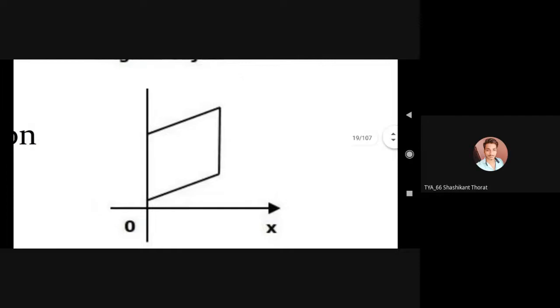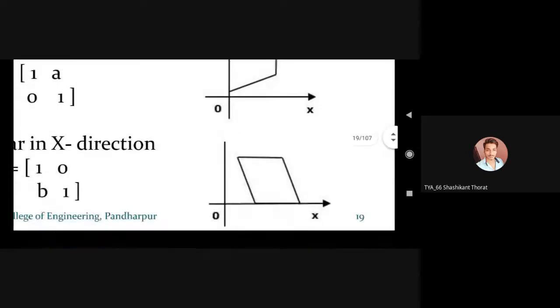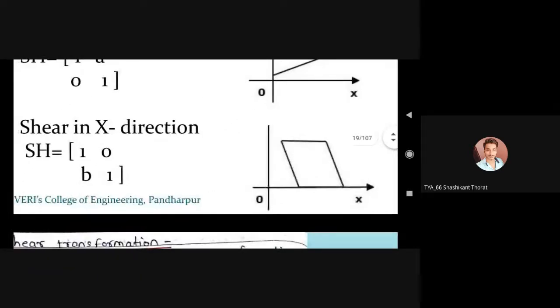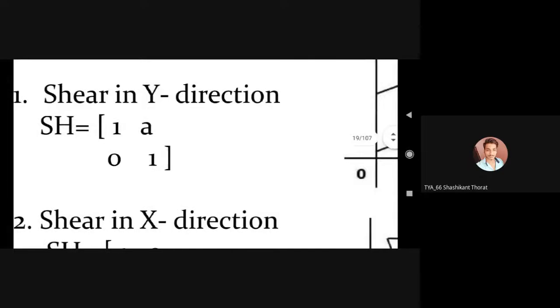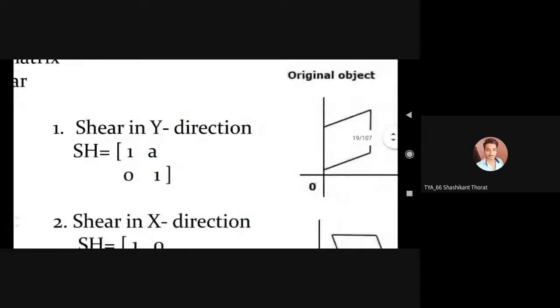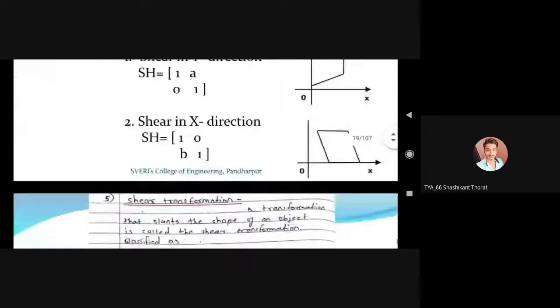Shear in y direction is nothing but what will happen? The x direction will be constant. Okay, and in y, shear in x direction, y will be constant. Okay, that means we only change the x value. So check here, shear in y direction. So what will be the formula? The shear transformation matrix for shear about y direction is equal to 1 A 0 1.